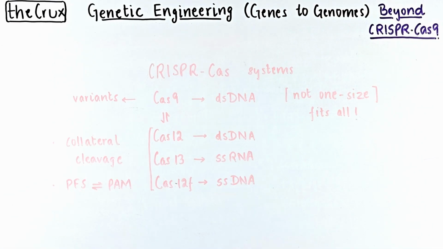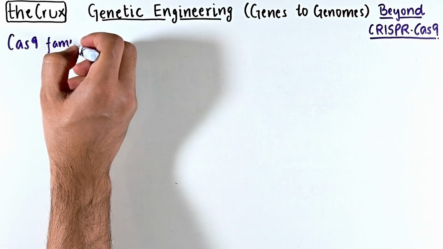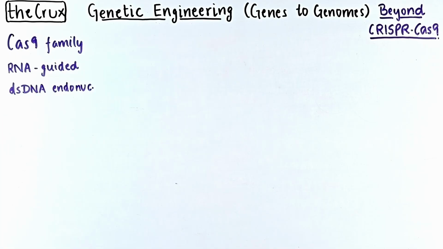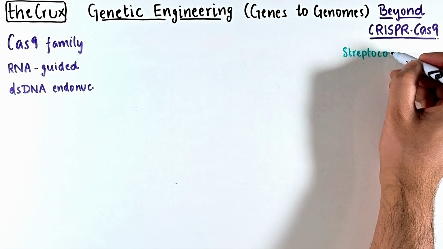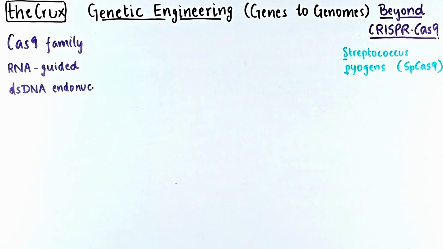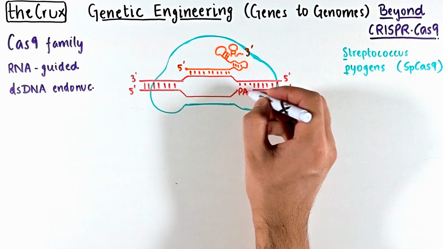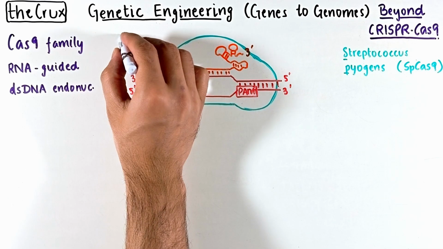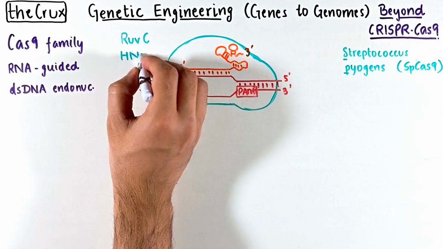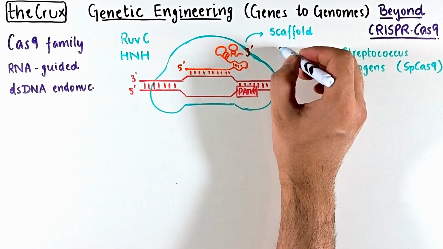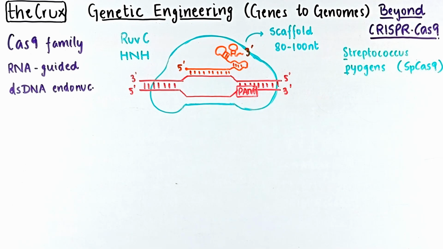Let's start with something familiar, the Cas9 family, which uses guide RNA to cleave double-stranded DNA. The workhorse, Cas9, comes from a bacteria called Streptococcus pyogenes. I've discussed the mechanism of Cas9 function in a separate video if you want details. A quick reminder is that it has two distinct nuclease domains that cut the DNA. It relies on a single guide RNA, which is scaffolded by 80 to 100 nucleotides.